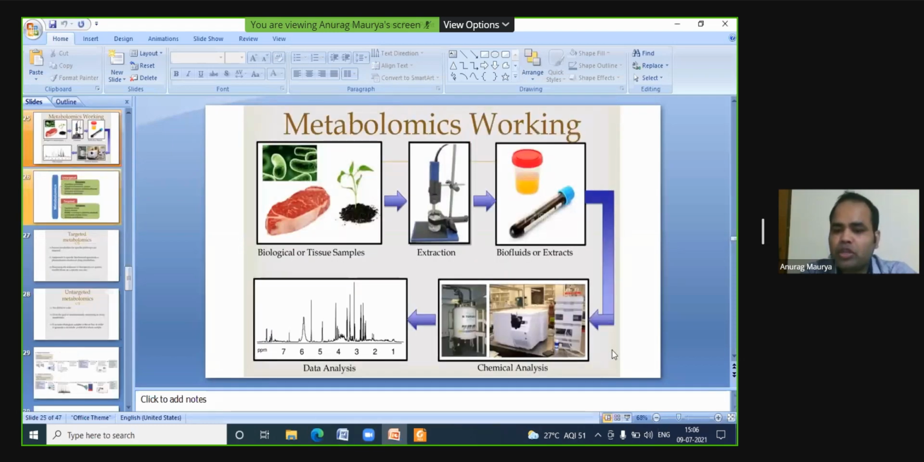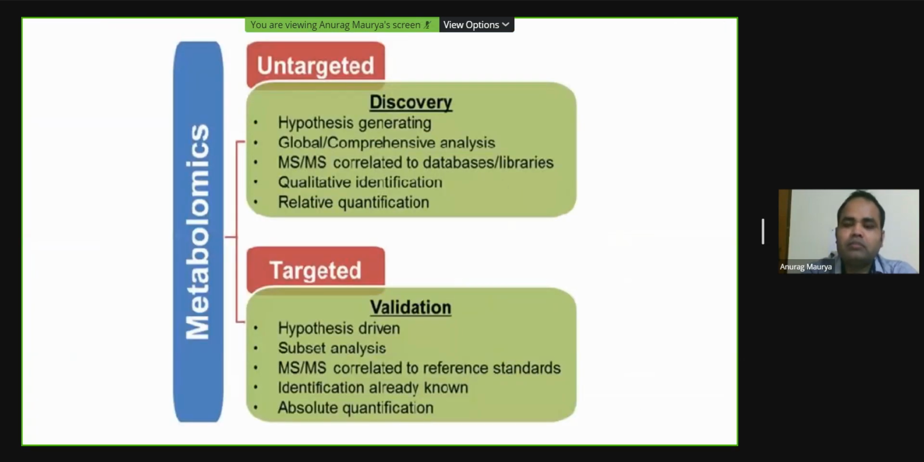So I was talking about targeted and untargeted metabolomics. So here in the untargeted one, we go for qualitative identification. And quantification is difficult. We don't go for quantification, though relative quantification can be done.